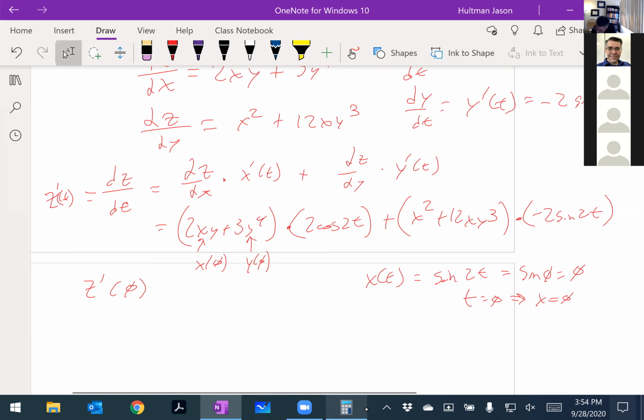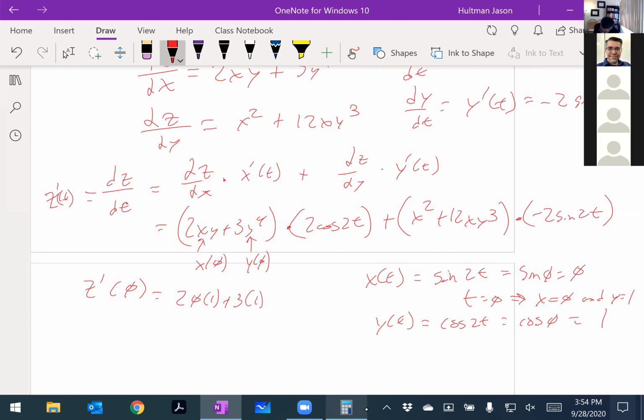And then what's y? What's y of t? Well, that's cosine 2t, which is the cosine of 0, which is 1. So this implies that x is equal to 0 and y is equal to 1. So I'm going to plug this in. This is going to be 2 times 0 times 1 plus 3 times 1 to the 4th, right? I'm going to run out of room, so let me go a little lower here.